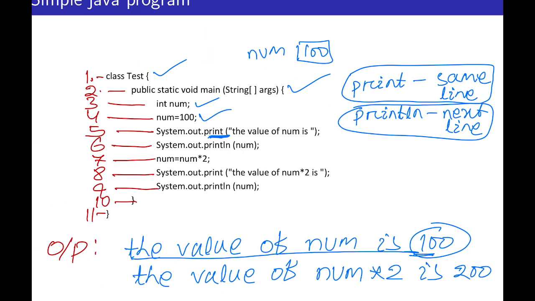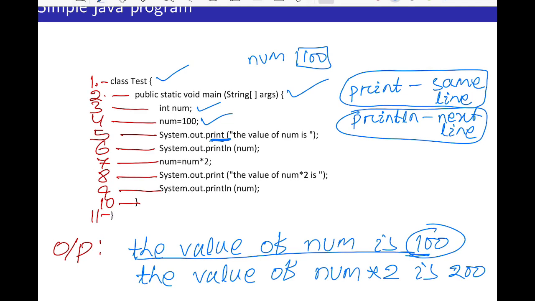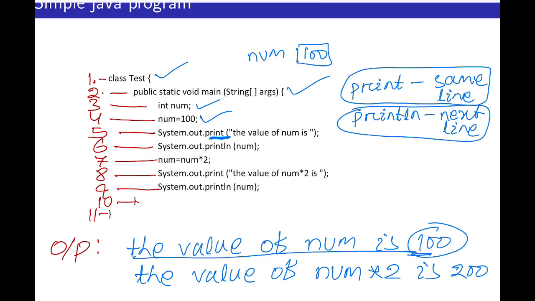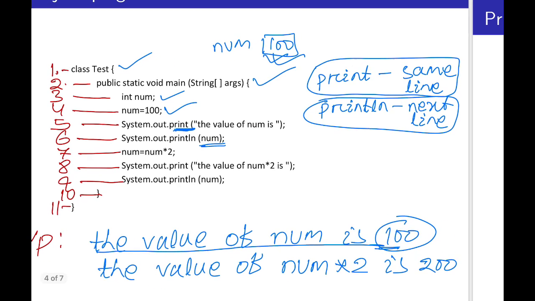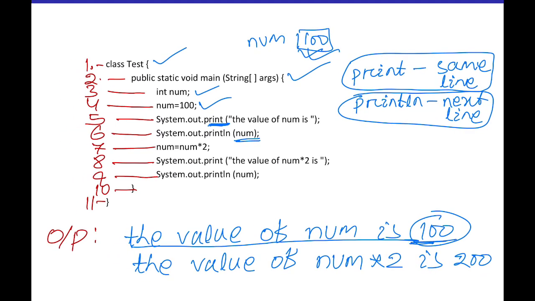Now in line number 6 you can see system.out.println num. So it is going to display the value of num. So what is the value of num? So the value of num is 100. So it is going to display the value of num, that is 100. So we are getting this output, the first line, the value of num is 100.